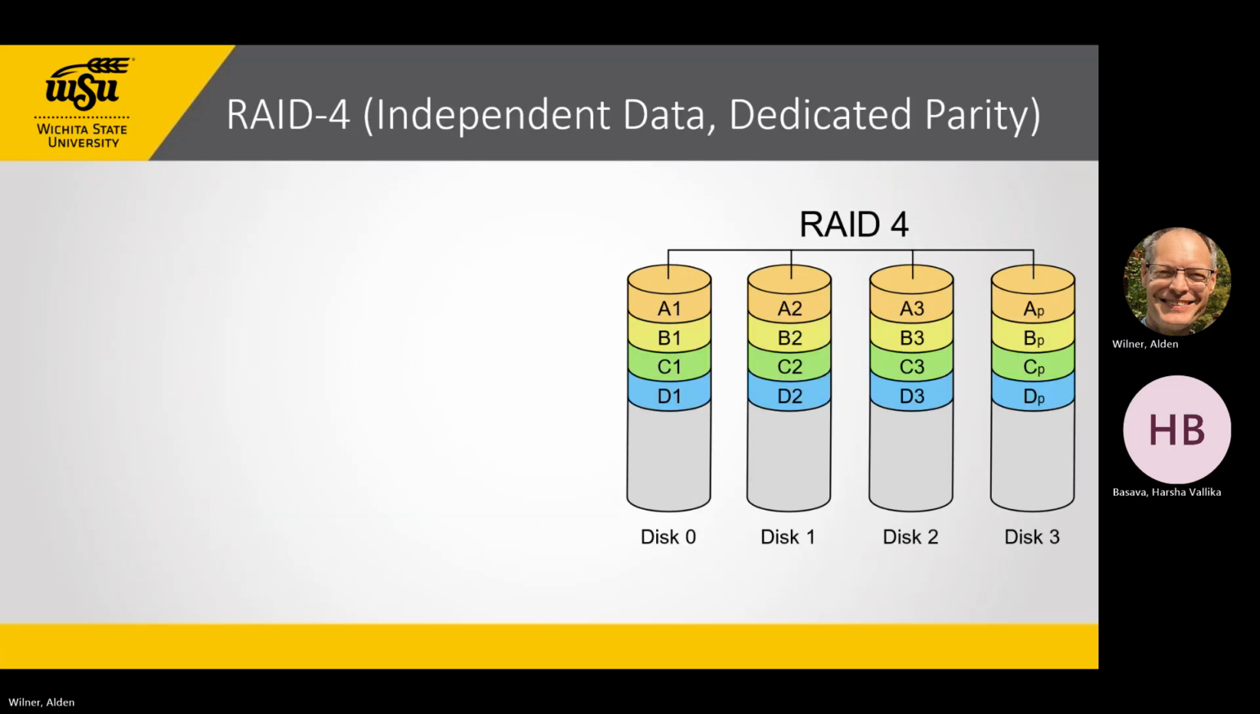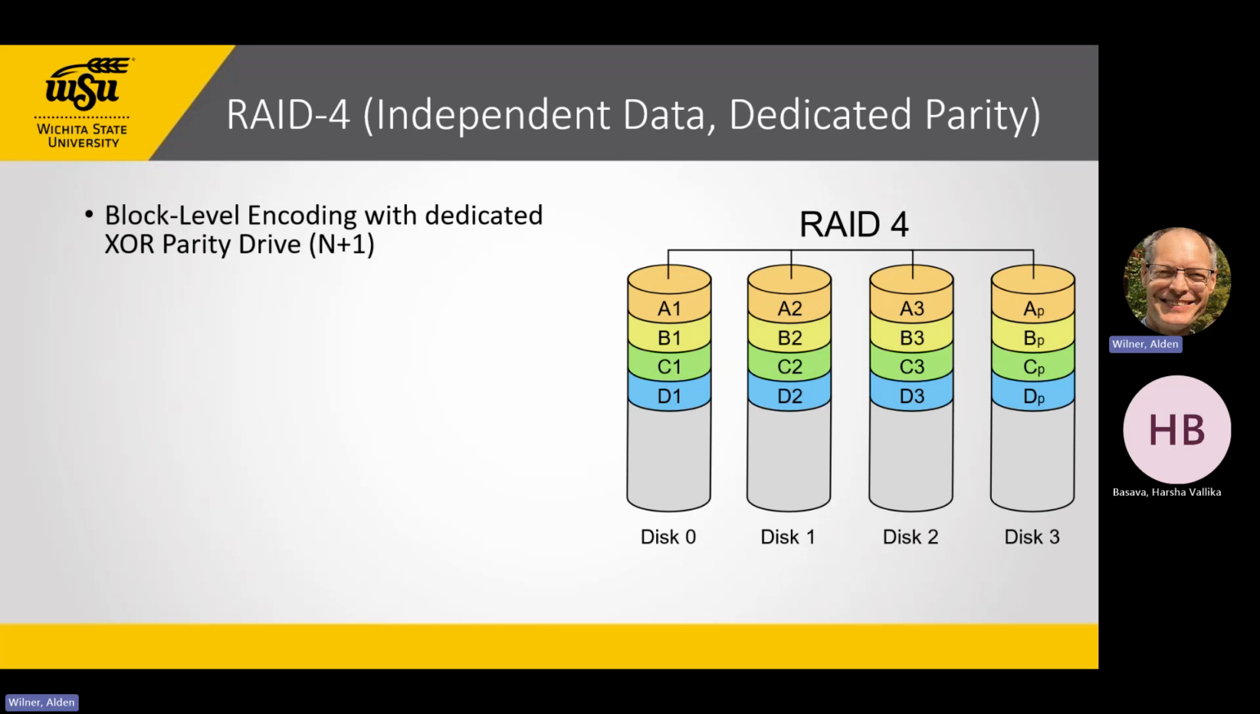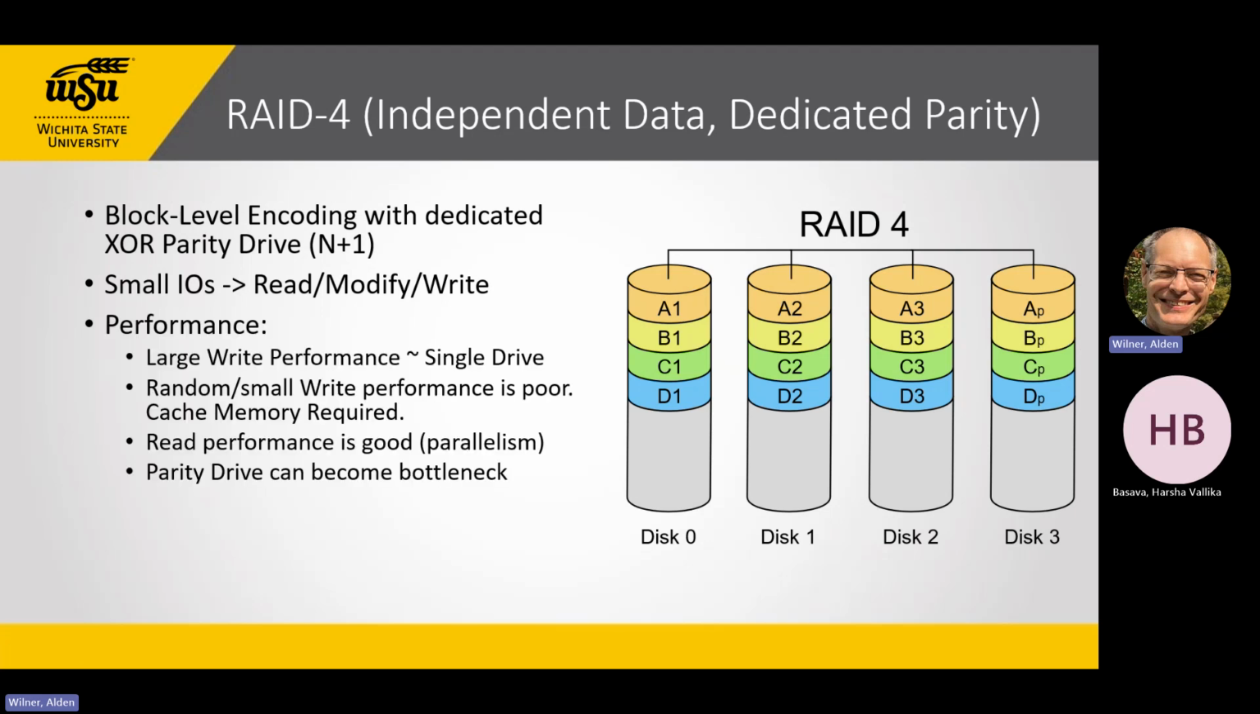RAID 4 is very similar to RAID 3 in its layout. It does block level encoding instead of byte level encoding, which means that it can write things at the same time. It uses a read, modify, write algorithm. So if I want to update this block, what RAID 4 does is it reads in this whole stripe. It recalculates what this P over here should be, and we'll get into what that is in a moment. And then it writes out A2 and AP. It doesn't have to rewrite this data because you didn't change it, but it has to do this read, modify the data in memory, and write it back out. That has to be an atomic operation.